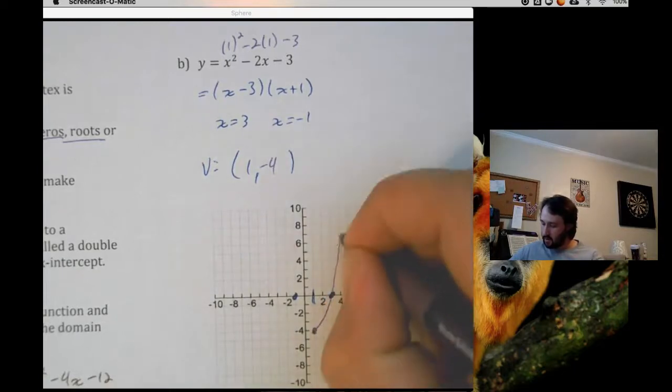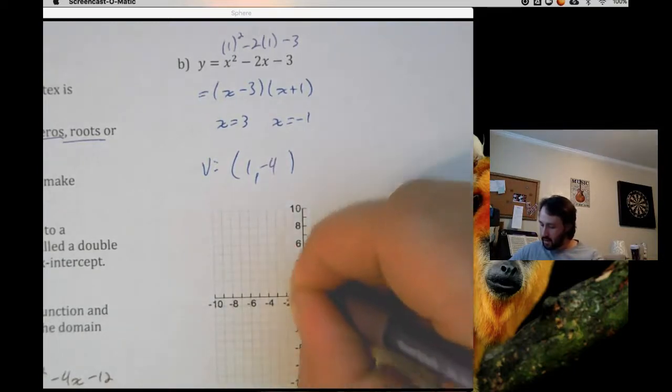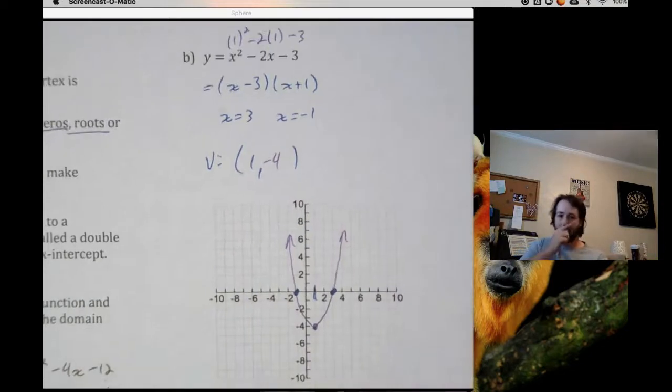There would be our graph. So pretty. Oh my gosh. All right, so there's our graph.